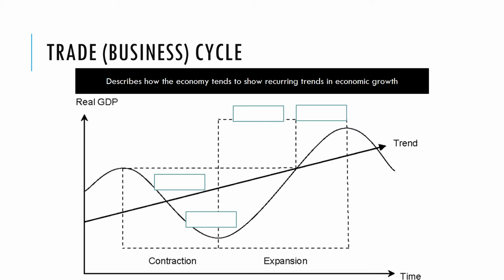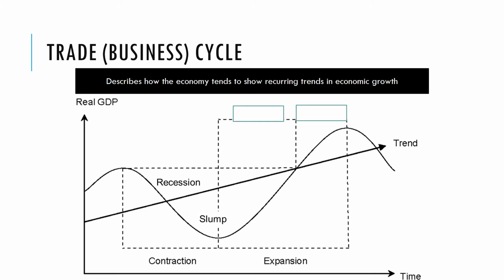So the trade cycle describes how the economy tends to show recurring trends in economic growth. And there are 4 periods to this cycle that we need to be aware of. When GDP is falling, we describe this as a recession, and that is the case if GDP falls for a 6-month or more period, i.e. for 2 consecutive quarters.